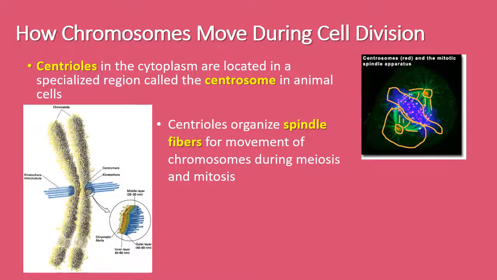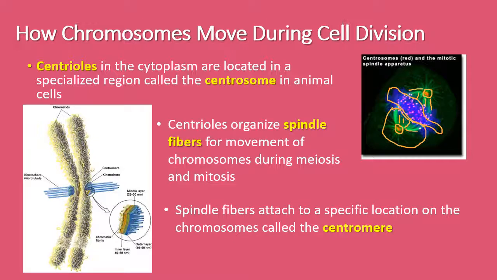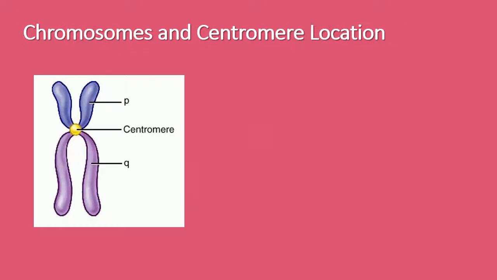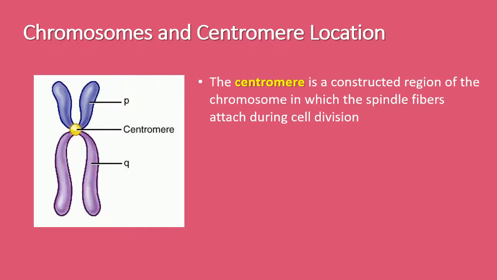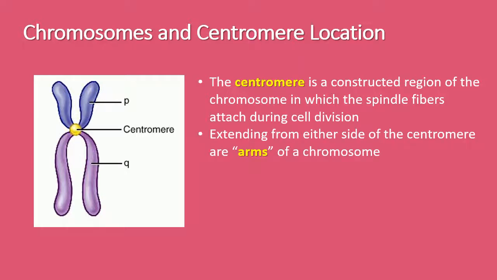And so you can see in this picture how the spindle fibers attach to the chromosome. They attach to this region here in the center, and that's the centromere. Now each chromosome has a centromere, and the location of the centromere can vary from chromosome to chromosome. The centromere is the region of the chromosome that attaches to the spindle fibers. And extending from the centromere, you'll have what we call arms of the chromosome. A lot of times the centromere is not dead center.